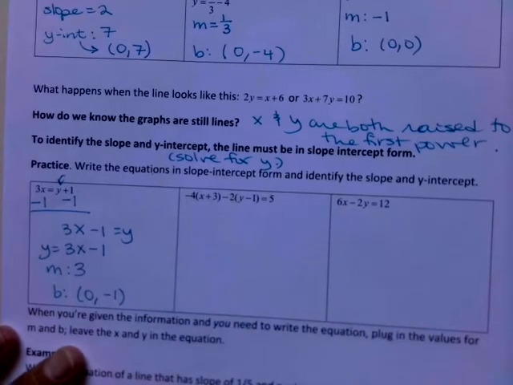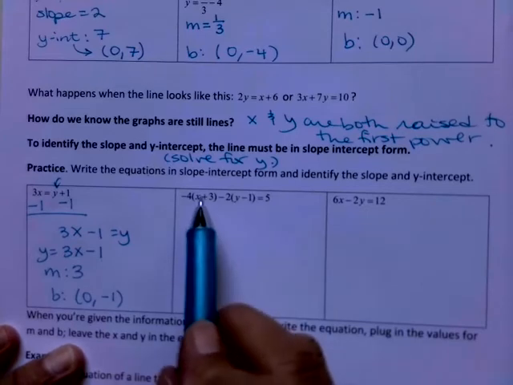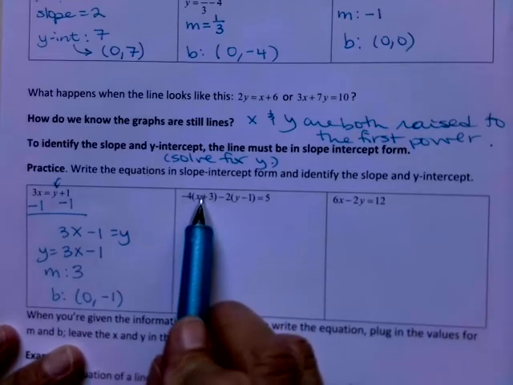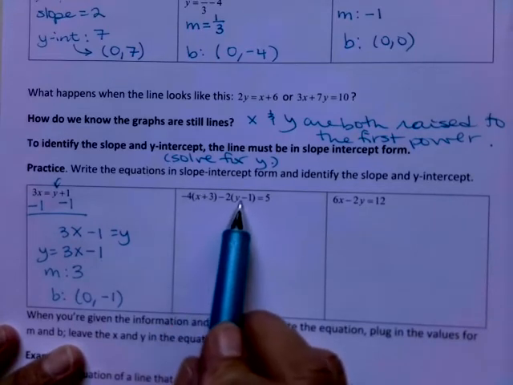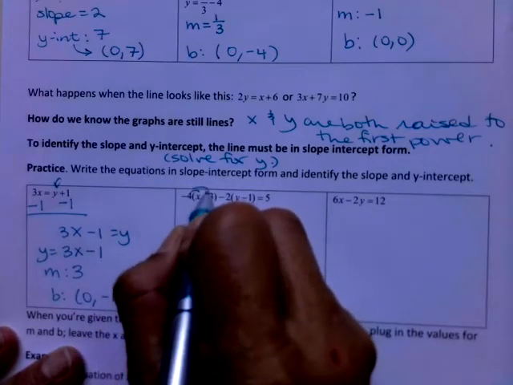Okay, how about this one? Do we still have a line? That's a lot of stuff there. Is it still going to be a line? Well, let's see. Here's my x, exponent 1. Here's my y, exponent 1. I think we're good. So we're going to go ahead and distribute.